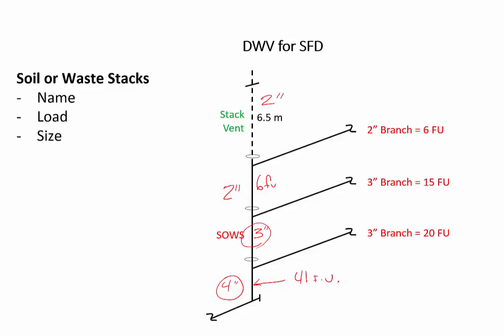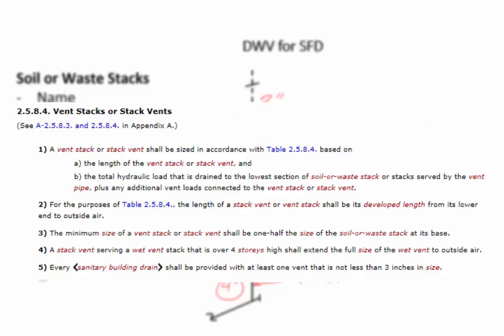vent. We don't have any reduction at this point that's not permissible. I'm not trying to connect a 2-inch stack vent to a 1.5-inch stack, for example. So we're consistent with our sizes, same size is fine, and we'd meet the requirements of Article 2584, Sentence 3 as well, that we're at least 1/2 the size of the base.